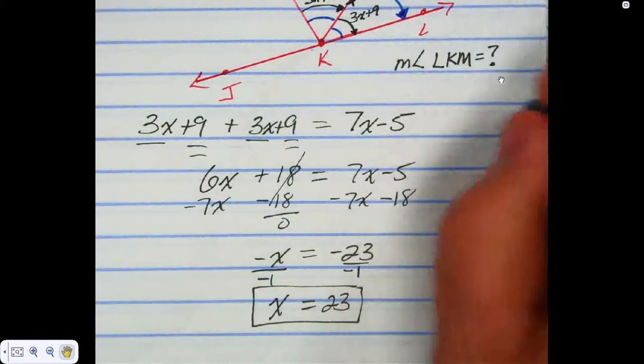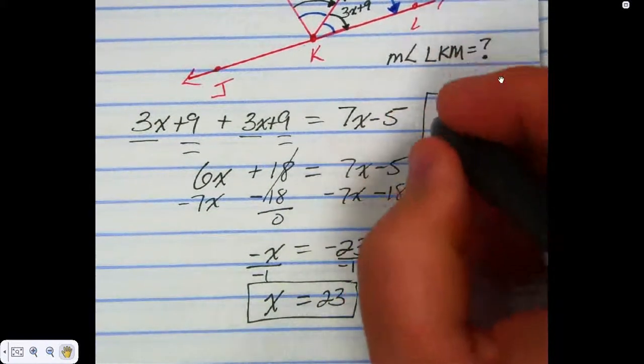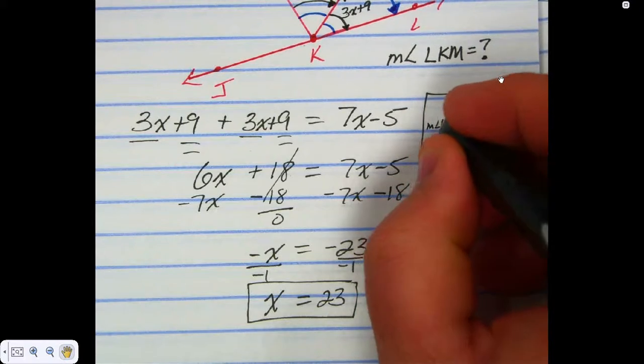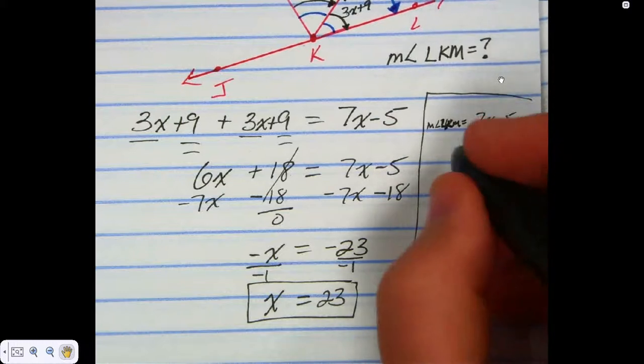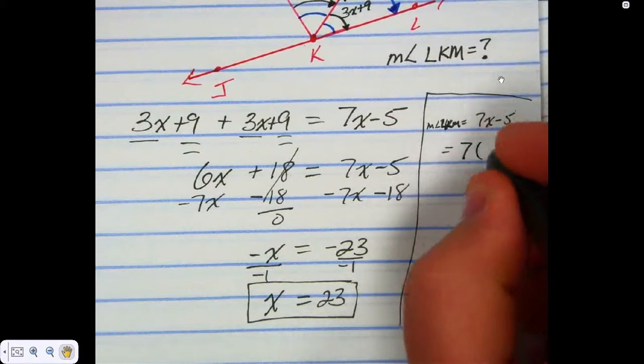Is that my solution? No. They ask for what? Angle LKM. The measure of angle LKM is equal to what? 7x minus 5? Well, we now know what x is, do we not?